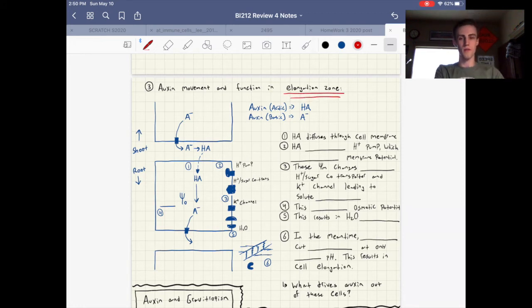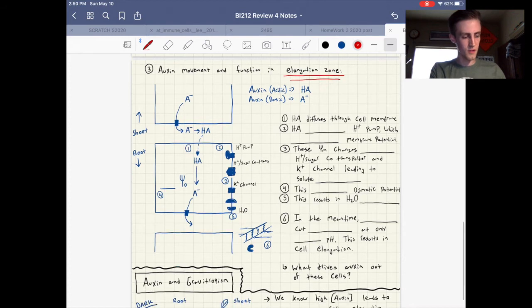And it's important to remember that when we're looking at this diagram, we're really just talking about what's happening in the cells in response to auxin at the elongation zone of the plants. So if we follow this description that I have written over here on the right, we know that auxin is actually just a weak acid, and so it has two forms. Its acidic form, HA, and its basic form, A-.